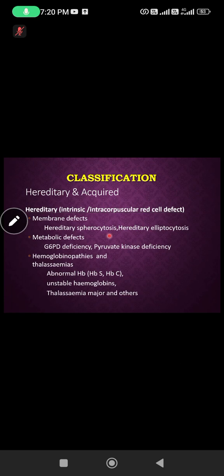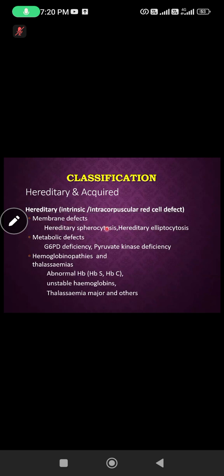Condition that can cause red blood cell to become a sphere. And other than that, we have hereditary elliptocytosis. So here the shape is different. It is not like a sphere. Now the cell becomes an elliptocyte with an oval shape. So those two defects are hereditary, inherited defects, causing hemolytic anemia.